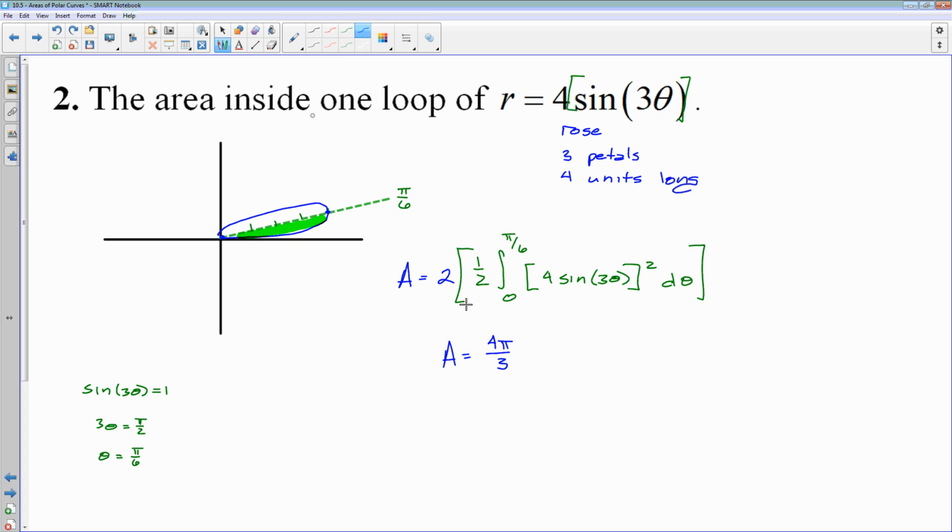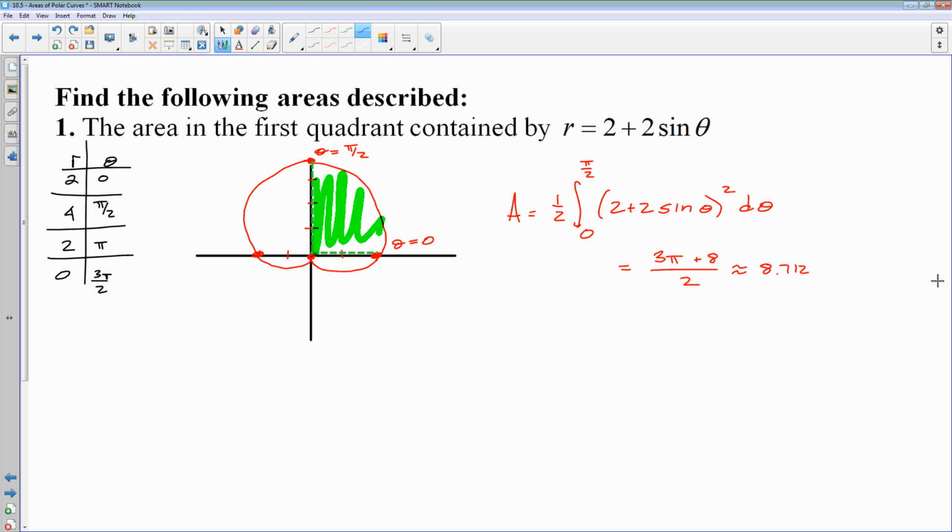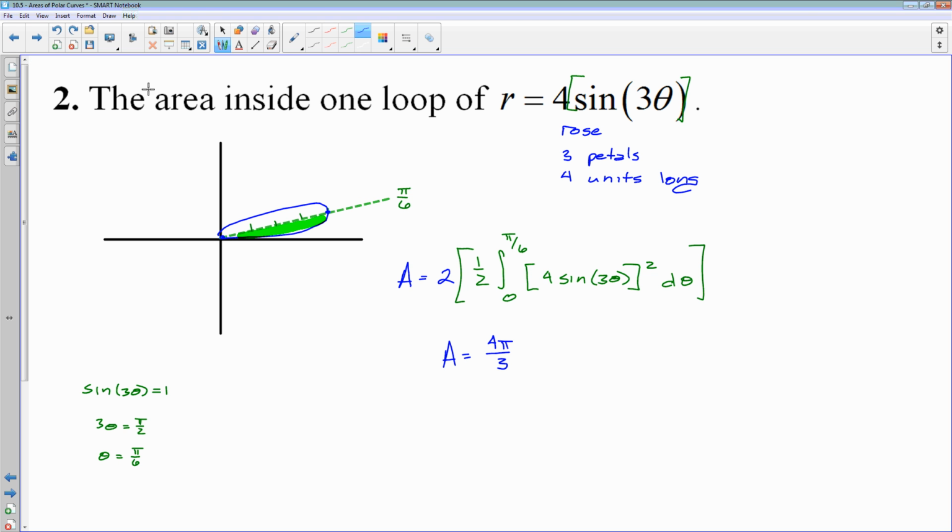One thing you need to pay attention to is making sure you get these numbers out front. In this case, 2 times a half ended up canceling, but one of the common mistakes when working these problems is people will forget to multiply by 1/2 out front. That's pretty vital in these problems. So there's the second one: find the area inside one loop of that.